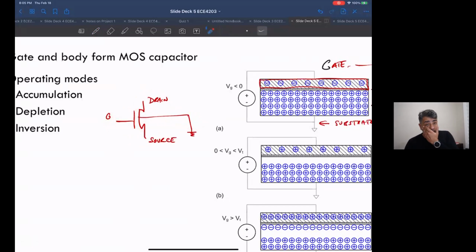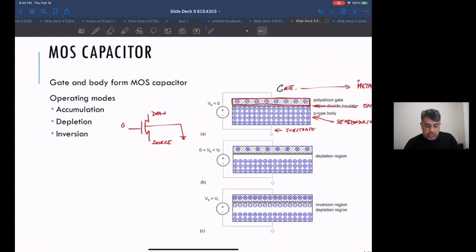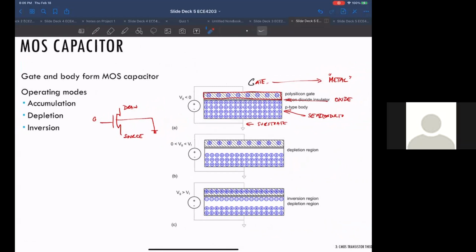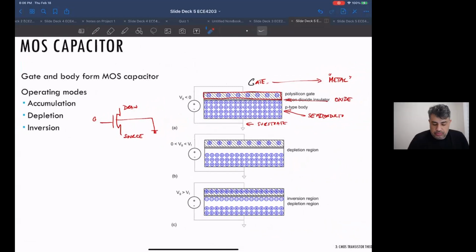Everybody with me? Any questions? What we're looking at here is just the capacitor part of it, and then we're going to add drain and source. Anybody not seen a MOS capacitor or MOS transistor? Have you all seen MOS transistors in your earlier classes? Yeah, I've seen one. Okay, good. Everybody's seen one.